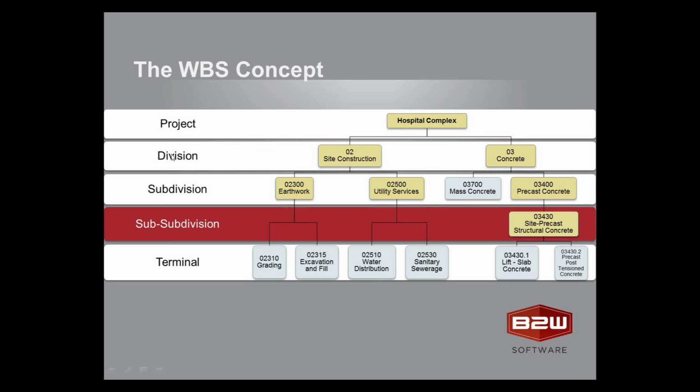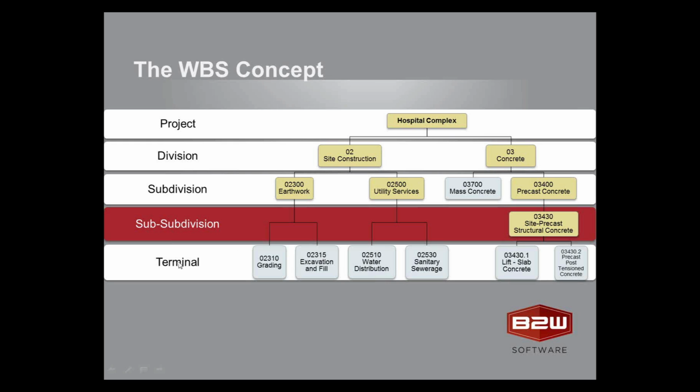And I can break it down into this first level or division, and you'll see this is where we talk about those codes. You have this hierarchical set of codes. So in this case, I've broken it out into Division 2, site construction, and Division 3, concrete. And then I can further subdivide that. So Division 2 can be broken out into 02-300 and 02-500, earthwork and utilities. And then I can further break that down. Earthwork gets broken into 02-310, grading, and 02-315, excavation and fill, and so on and so on.